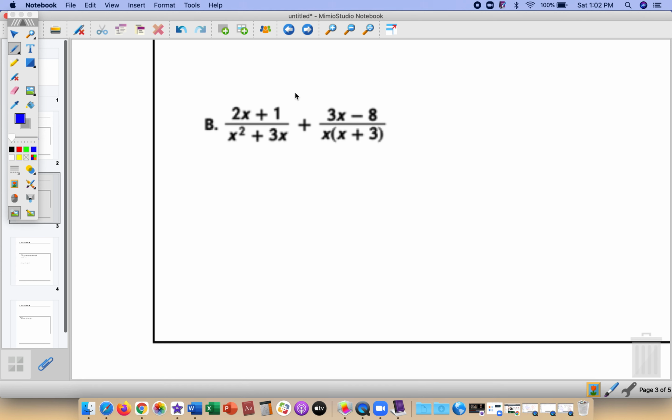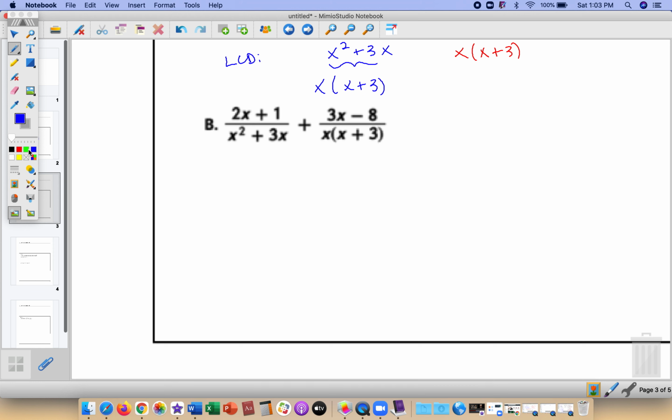So first step, you always want to find the least common denominator. You want to factor. So I'm going to factor the expression x squared plus 3x. And then over here, the other denominator is already factored, right? X times the quantity x plus 3. So we factor both. The left one, if I factor out an x, I'm left with x plus 3.